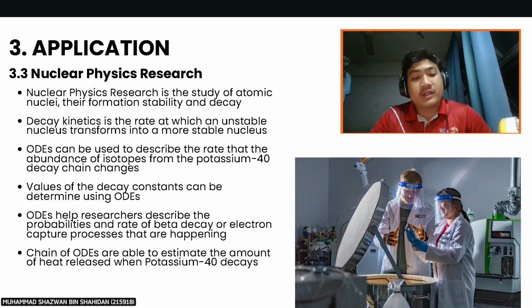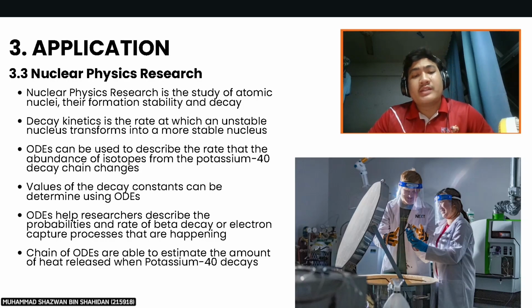From the potassium-40 decay chain, ODEs can be used to describe the rate at which the abundance of isotopes changes, which is known as decay kinetics. ODEs can also be used to extract the decay constants and use them to calculate the corresponding half-lives of the isotopes involved. Other than that, researchers are able to describe the probabilities and rates of beta decay or electron capture processes that are happening from the decay of potassium-40 by using ODEs.